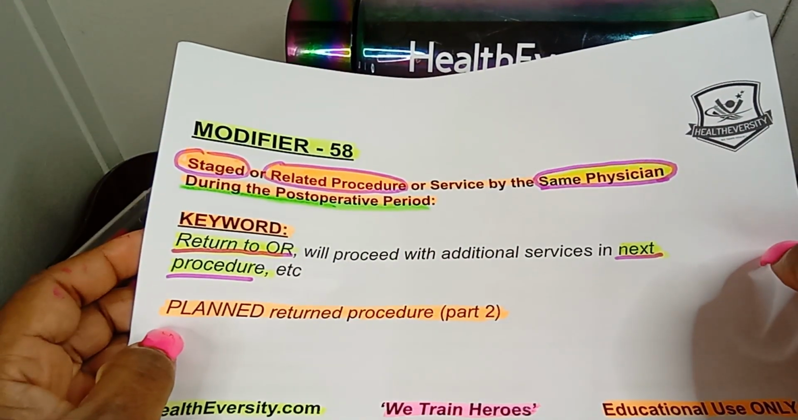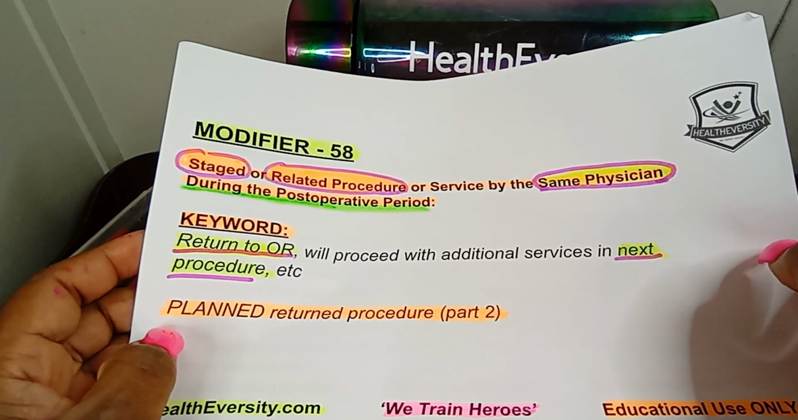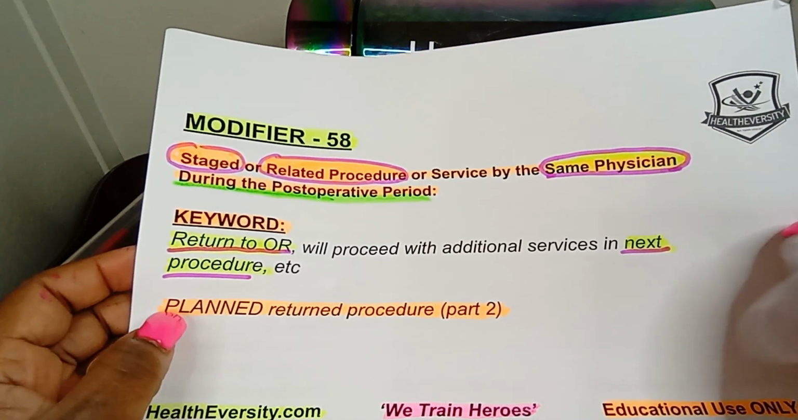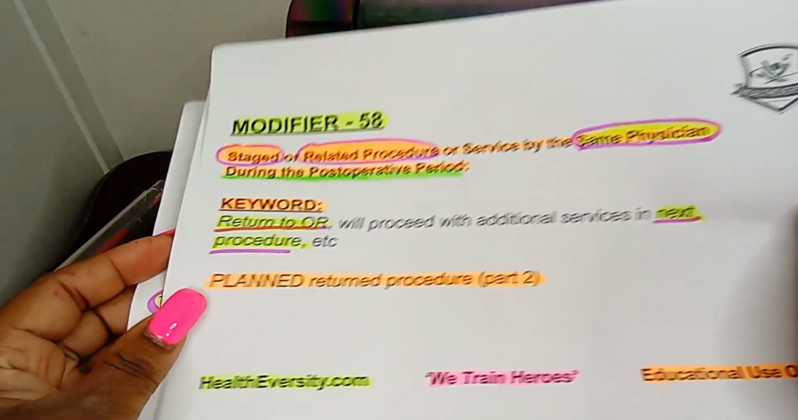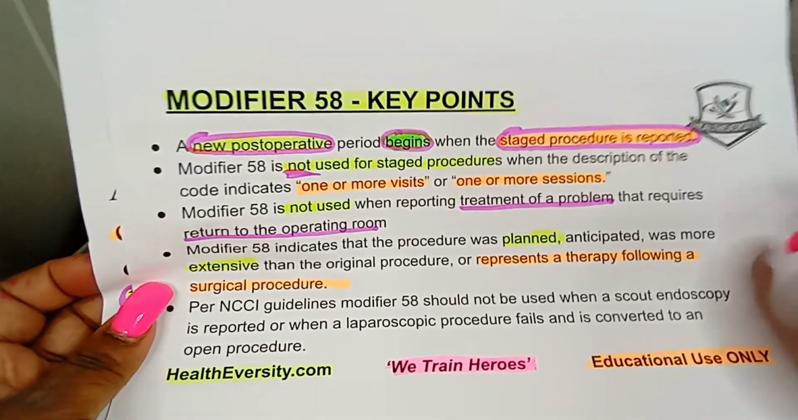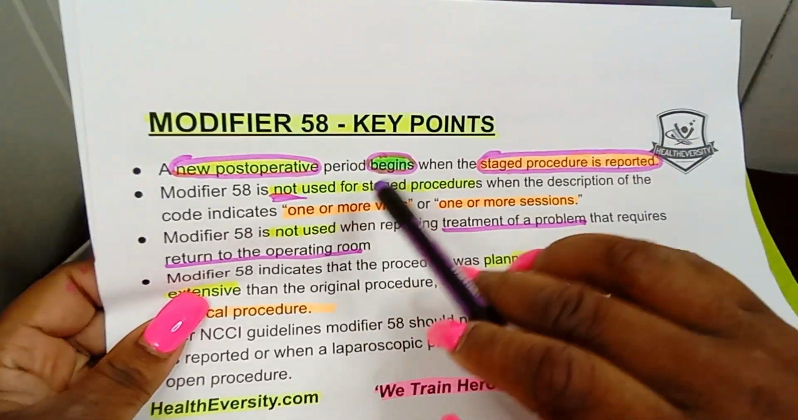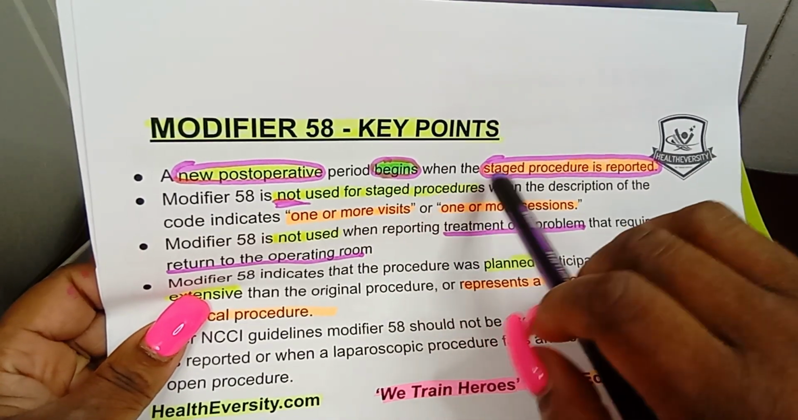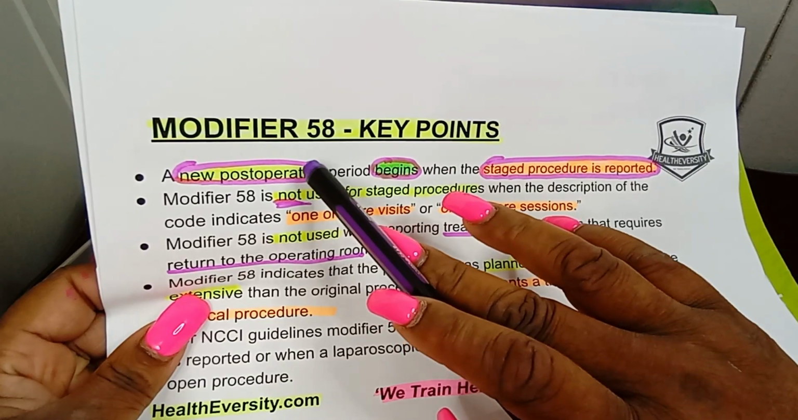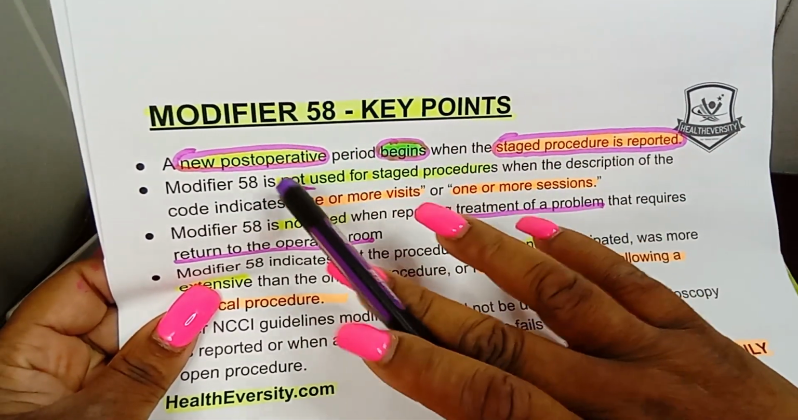So let's say you're doing a surgery on the eye, and they're doing part 1. Now we're going on to part 2. So this is the modifier we use. Okay. All right. So let's get down a little bit more. Okay, modifier 58. A new post-operative period begins when the staged procedure is reported. So once you start a new surgery, that one has its own post-operative period.